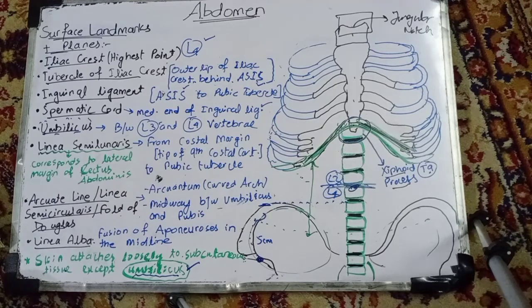Next we talk about the lines. There are 3 lines that you have to discuss here. The first one we are going to talk about is the linea semilunaris. Linea means line and semilunaris means a semi-lunar shape.